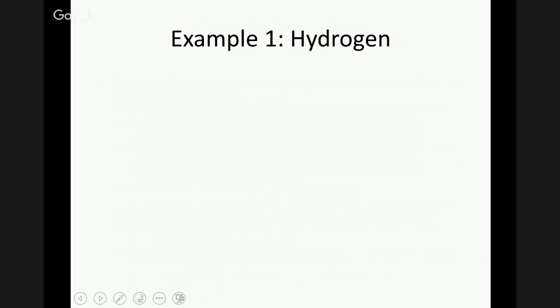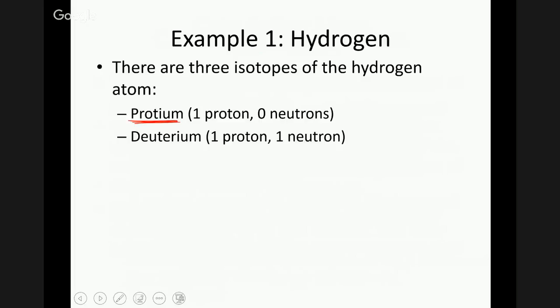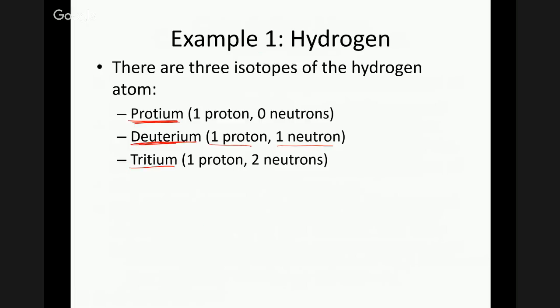All right, so this is all a little obscure, but let's take a look at hydrogen. There are 3 isotopes of hydrogen, and this should be on the note in front of you. The first one we call protium. This is just standard old hydrogen with 1 proton and no neutrons. The second is called deuterium, and it's 1 proton and 1 neutron. And the third one is called tritium, and that's 1 proton with 2 neutrons.